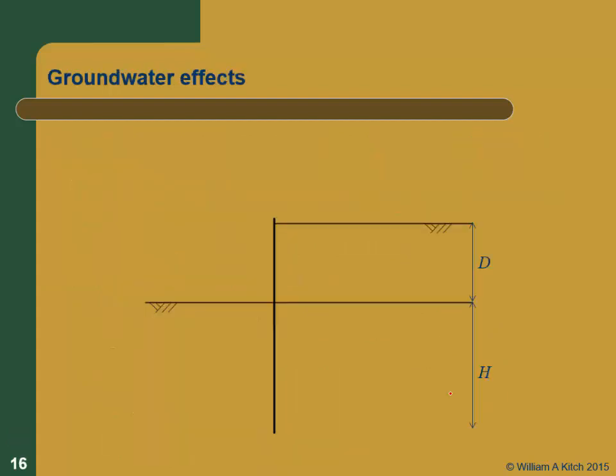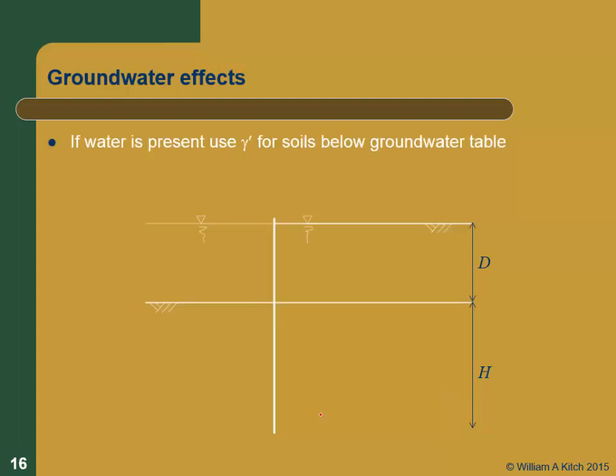Okay. All right, let's talk about how we deal with groundwater. So if the water is present, it's really common when you're doing these in marine environments. You essentially have the groundwater table horizontal on both sides of the wall. In which case, all you've got to do is do all your calculations with the buoyant unit weight of the soil, and then add the water pressures back in afterwards.